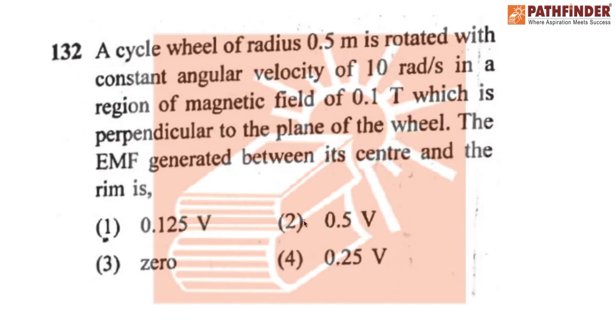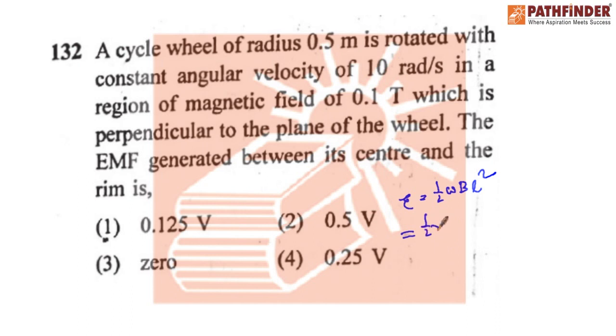A cycle wheel of radius 0.5 meter is rotated with constant angular velocity of 10 radian per second in a region of magnetic field of some given magnitude, which is perpendicular to the plane of the wheel. The EMF generated between center and the rim. Okay, so you already know that EMF generated is equal to half omega B L square. L is the distance of that point from center.